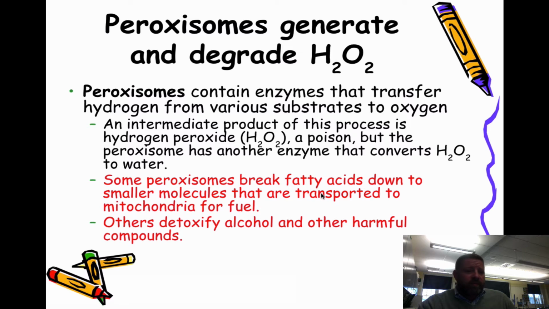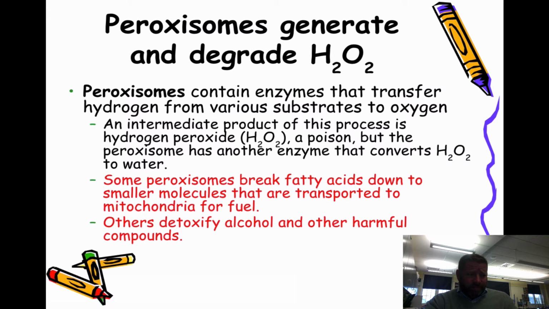Some peroxisomes break down fatty acids and other smaller molecules as well, and those pieces then can be transported into mitochondria. But once again, hydrogen peroxide is a toxin that shows up in the body through normal reactions, and this is a way of us buffering or absorbing the hydrogen peroxide that we make as a waste product. We do this with a lot of things.